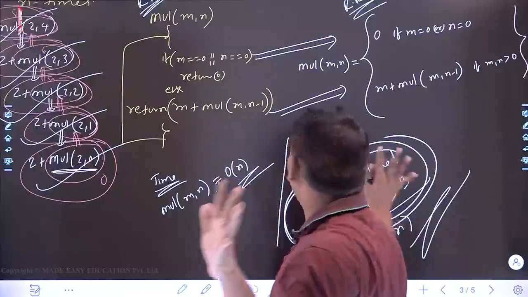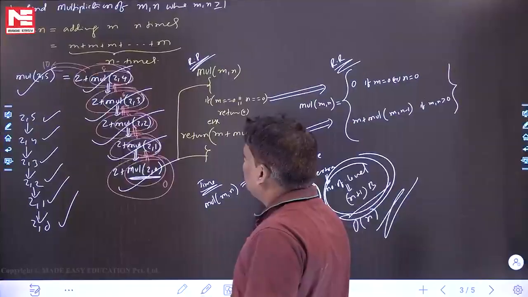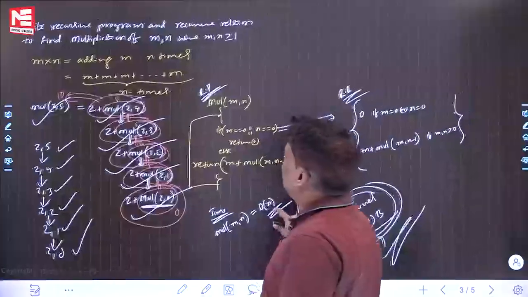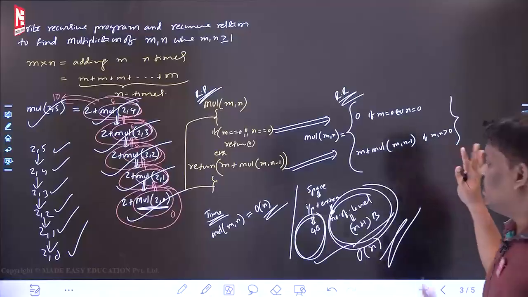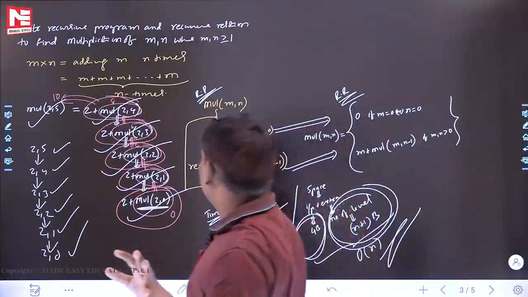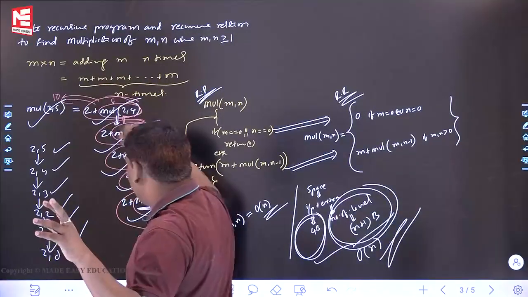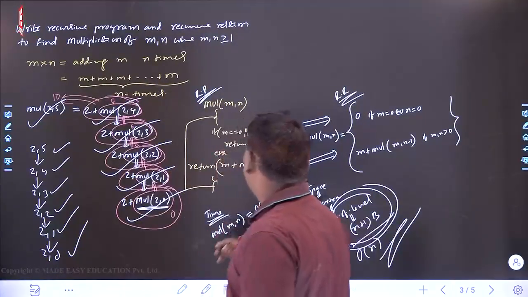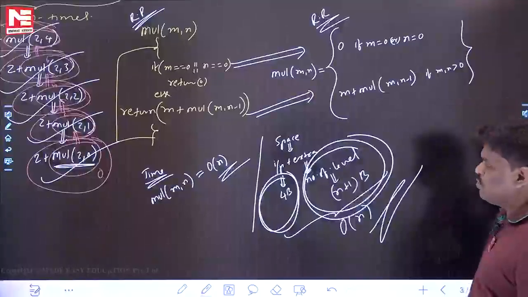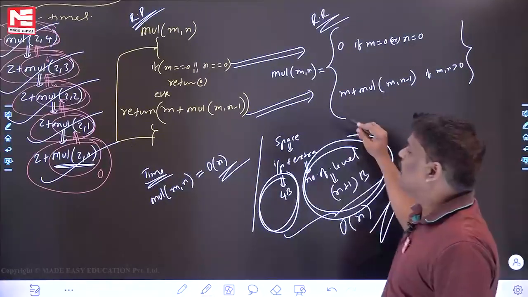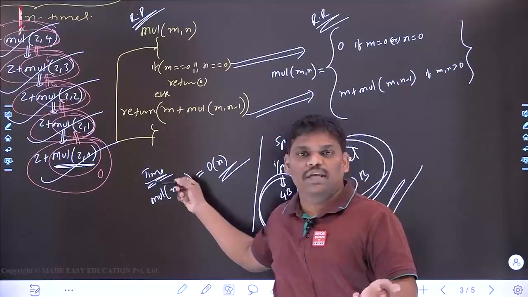I'm thinking that you got the second problem. One problem is factorial, which we already did. One more problem is multiplication of m comma n. In this problem, I did three things. I wrote the recursive logic, took one example, and explained it. I wrote the recursive program. For every recursive program, a recurrence relation is also possible. After writing the recursive program and recurrence relation, I am also analyzing it.